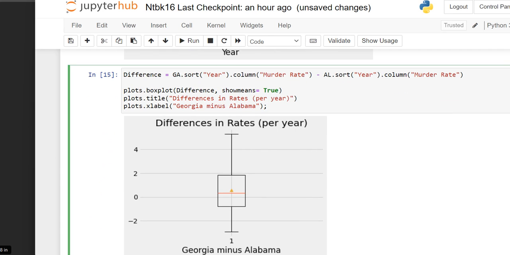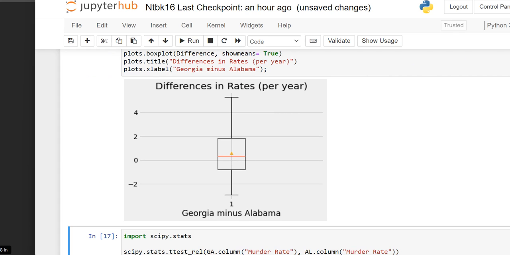And here they show us another visualization. They show us the difference. And notice that this is Georgia minus Alabama. Georgia minus Alabama is going to be positive when Georgia has a higher rate than Alabama. Let me say that again. Georgia minus Alabama is going to be positive when Georgia is larger, and it's going to be negative when Alabama is higher.